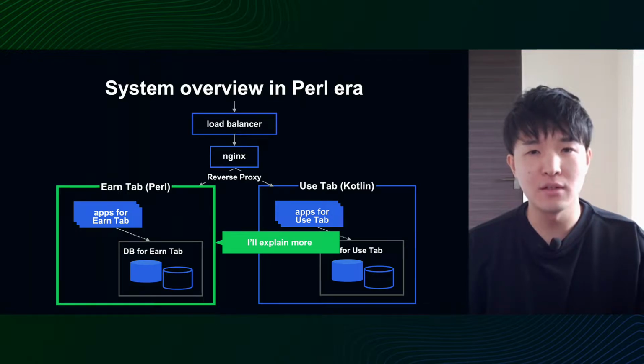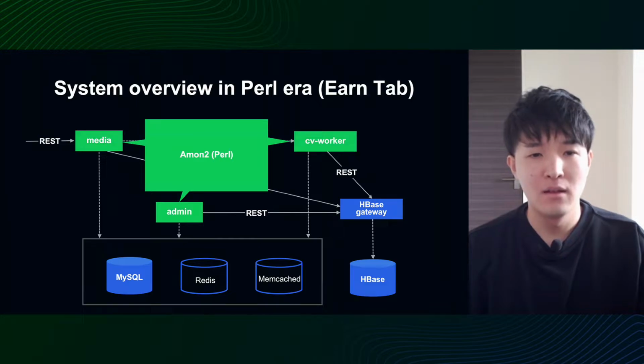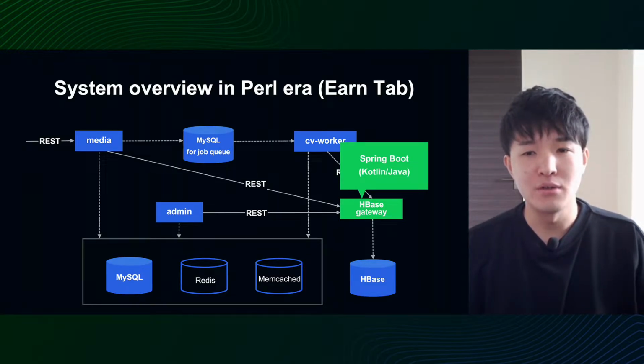Since this session is mainly about rewriting the Perl product, I will explain a little bit more about the Earn tab. Here is a slightly more detailed system overview of the Earn tab. I will introduce them one by one. First, the media admin and CV worker applications are written in a framework called Amon 2. And the application called HBase Gateway is written in Kotlin and Java and uses a framework called Spring Boot.